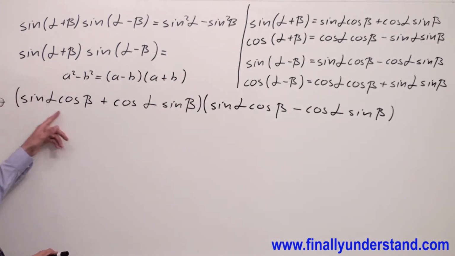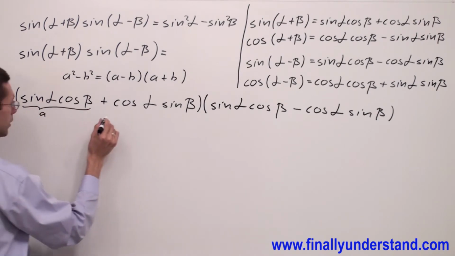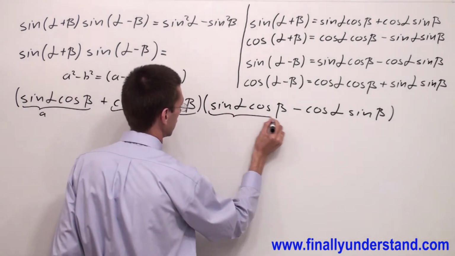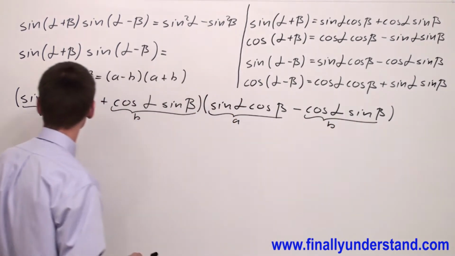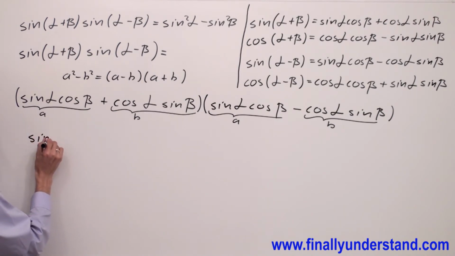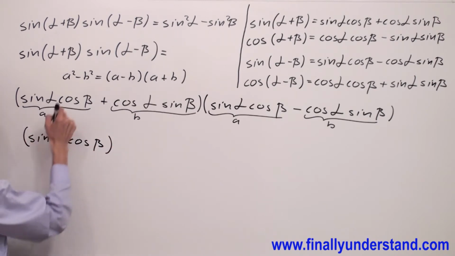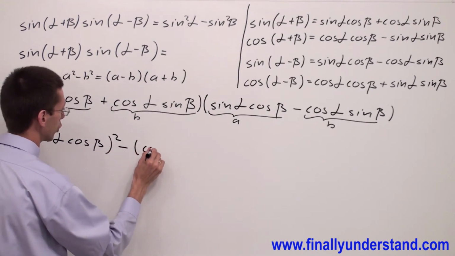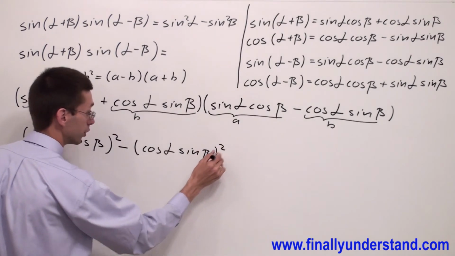Okay, so this is going to be my a. I can say this is my a, and this is my b, and this is my a, and this is my b. So I can rewrite this as sine alpha cosine beta, square, minus cosine alpha sine beta, square.